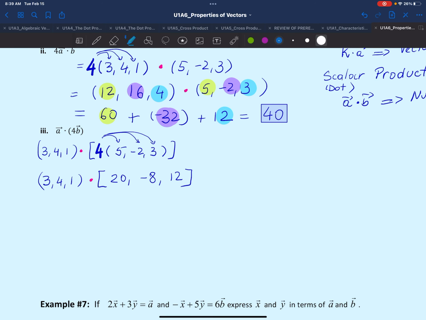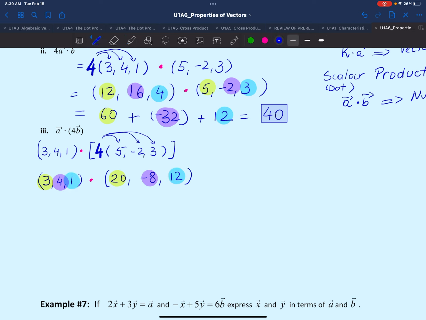So now that the vectors are in coordinate form, we can start dot producting. Again, the same drill as always, the x with the x, the y with the y, and the z with the z. So you multiply them.